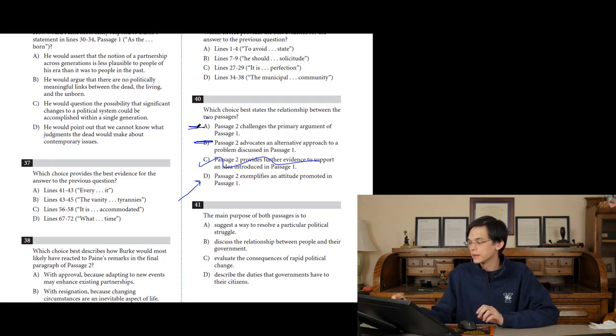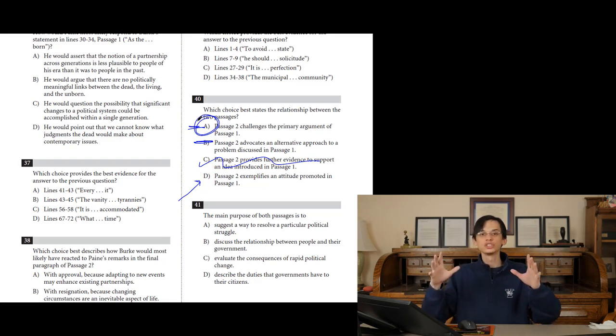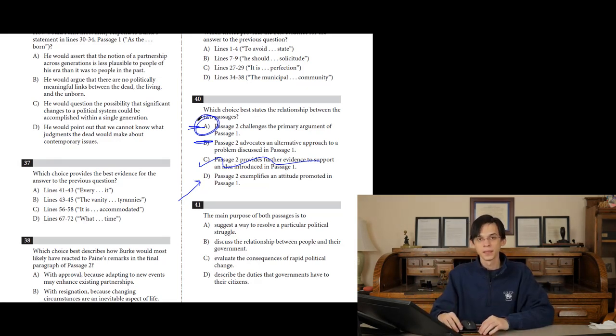That is true. D, though, does passage 2 exemplify an attitude promoted in passage 1? I don't know. Maybe Paine is not a guy who's changing willy-nilly the government. Maybe he's just proposing that the government is only made up of the living. That doesn't necessarily exemplify or show, like, see, look at these crazy guys who are trying to destroy everything. That's a bad take on the best relationship, broadly speaking, between the two passages. I almost wrote off D because I didn't understand it, actually. And then the more I thought about it, the more I realized how nuanced the answer was.